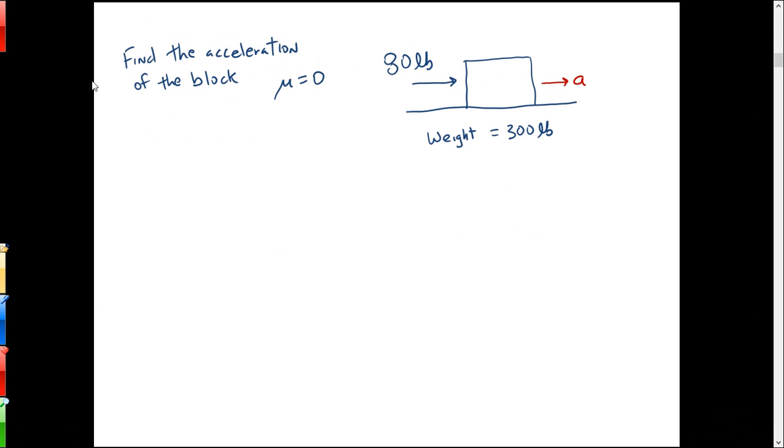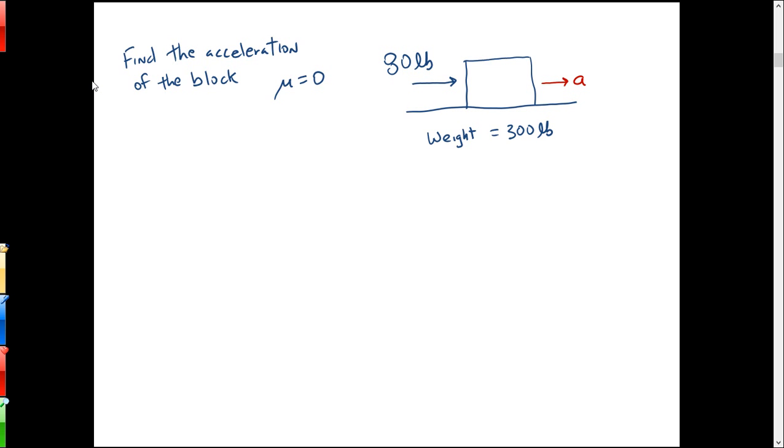Now here's how I like to handle this. Find the acceleration of the block. Mu is zero, so we're not going to deal with friction. We're pushing on it with 80 pounds, and the thing weighs 300 pounds. And this isn't in your packet or anything. I'm just making this up.